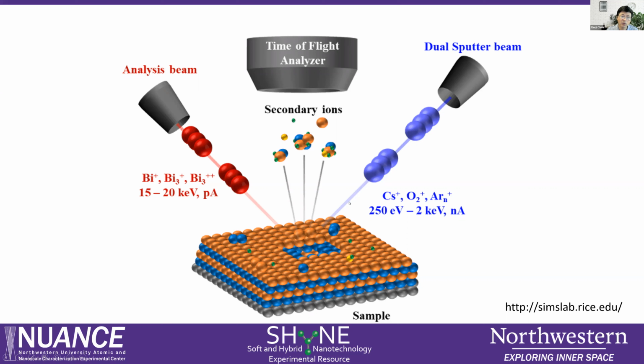You can use this for surface cleaning. For example, if you have surface contamination and you want to see what is underneath, you can clean the surface. Or you can sputter layer by layer to do a depth profile. This is the sputter, and this is the analysis.